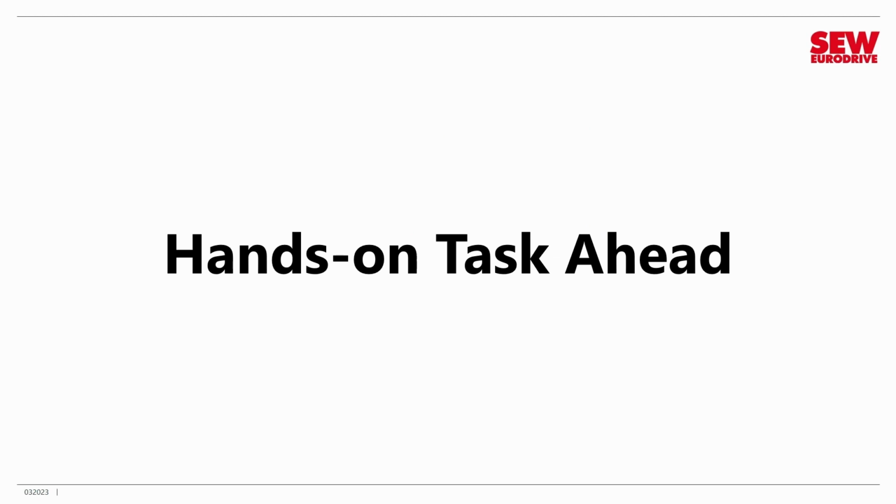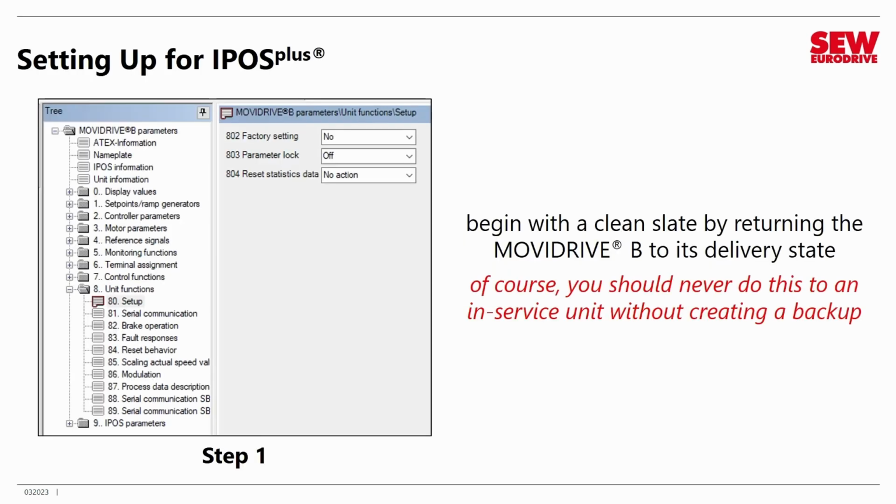All right, time for a hands-on task. We're going to get our MOVIDRIVE B configured and ready to go to write IPOS programs, and I'm going to give you a chance to do this, but watch me kind of step through it first in outline form, then you can pause the video, go ahead and do it, and you can unpause it and watch me do it and see if you did it right. So here's how you prepare a MOVIDRIVE B for running IPOS.